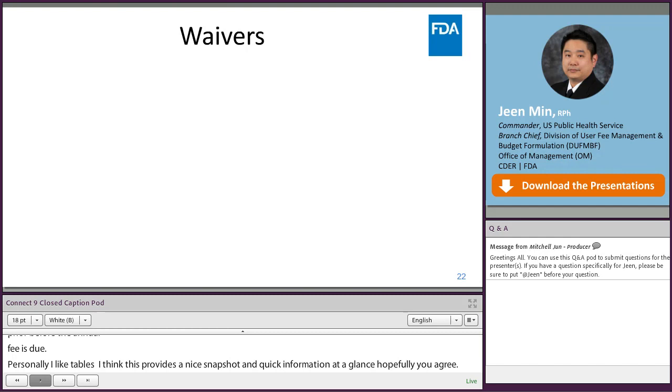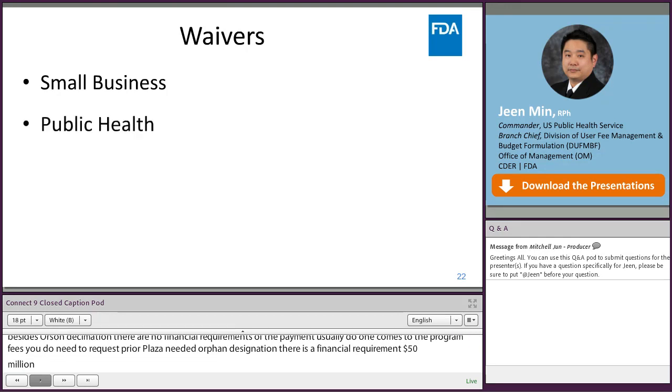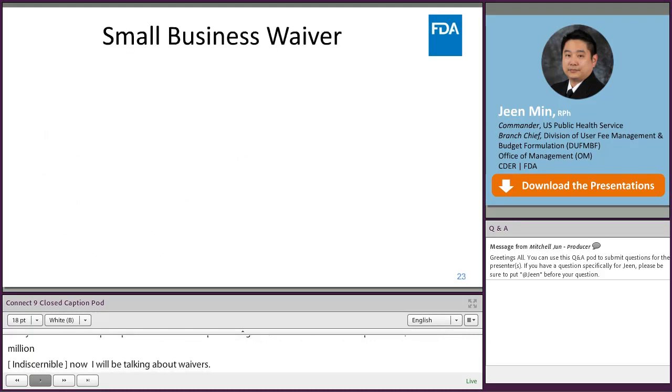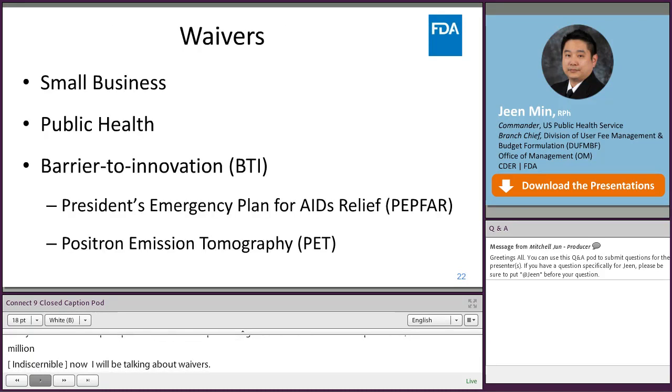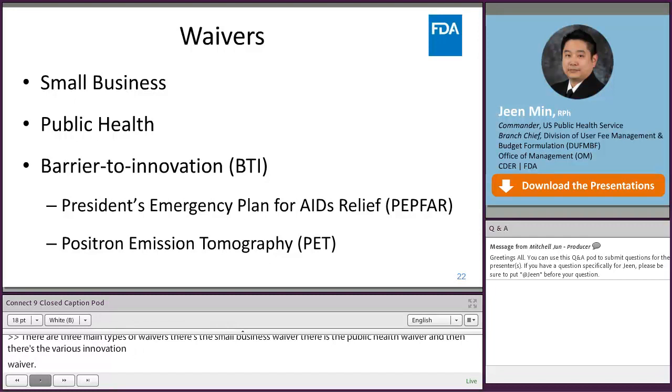Now I'll be talking about waivers. There are three main types of waivers. There's the small business waiver. There is the public health waiver. And then there's the barrier to innovation waiver. Sometimes I will use the term BTI. Under the barrier to innovation waiver, there are subcategories of it. One is the President's Emergency Plan for AIDS Relief, known as PEPFAR. And then there's the positron emission tomography, known as PET.